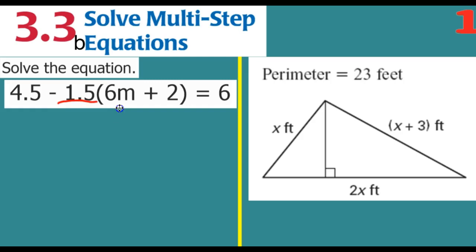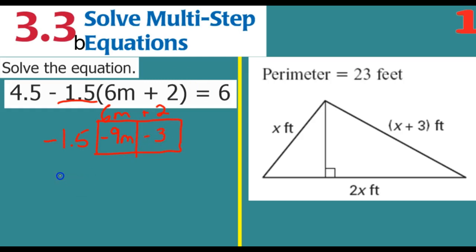So now I'm going to take this negative 1.5 and my 6m plus 2, and I'm going to draw our box. And I get negative 1.5 in front and 6m plus 2 on top. Now if I multiply negative 1.5 times 6, I get negative 9m. And if I multiply negative 1.5 times 2, I get negative 3.